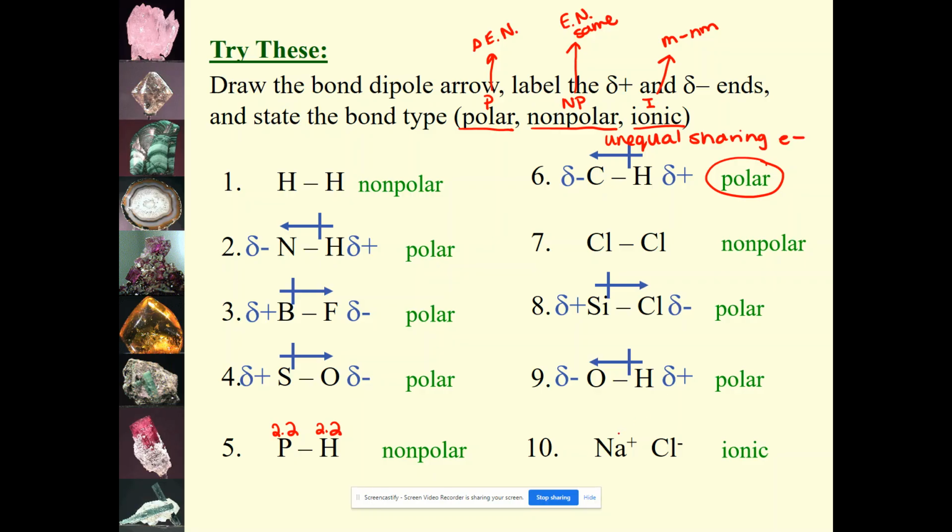Whereas in ionic, there's no sharing. There's a complete positive and a complete negative charge. Not a partial positive and partial negative, but a complete positive and a complete negative. So you just label it as being ionic. You label its specific ion charges. And again, no arrow. You just say it's ionic.